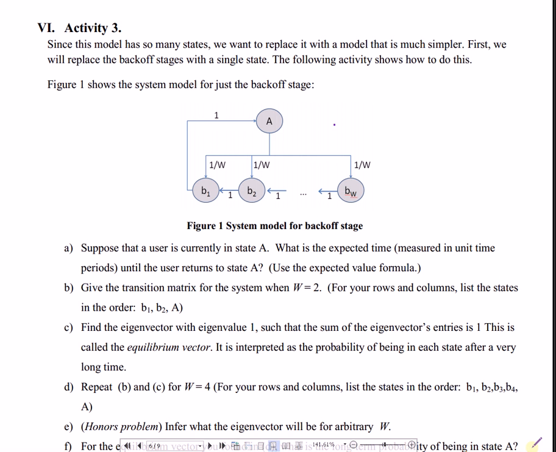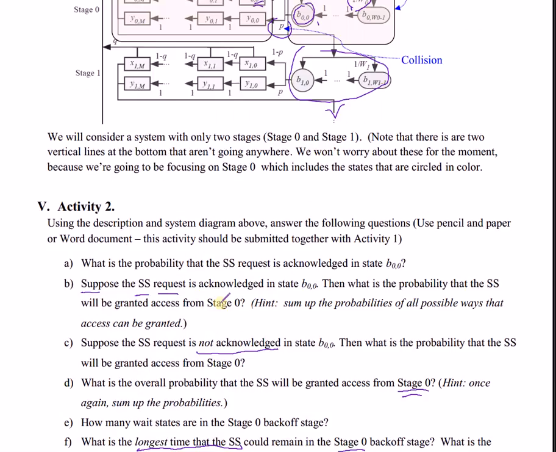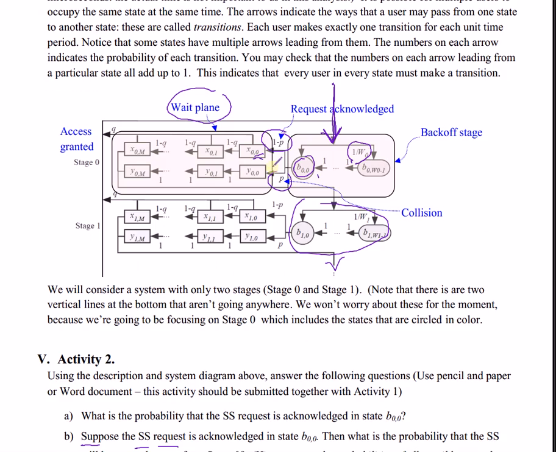Okay, so we continue with our WiMAX activities and looking back at this WiMAX model. There are so many states in this system. You have W0 states in the back-off stage here on stage 0. You have M plus 1 plus M plus 1 states in the wait stage in stage 0. And there are multiple stages. There's a second stage as well. So there's a large number of states.